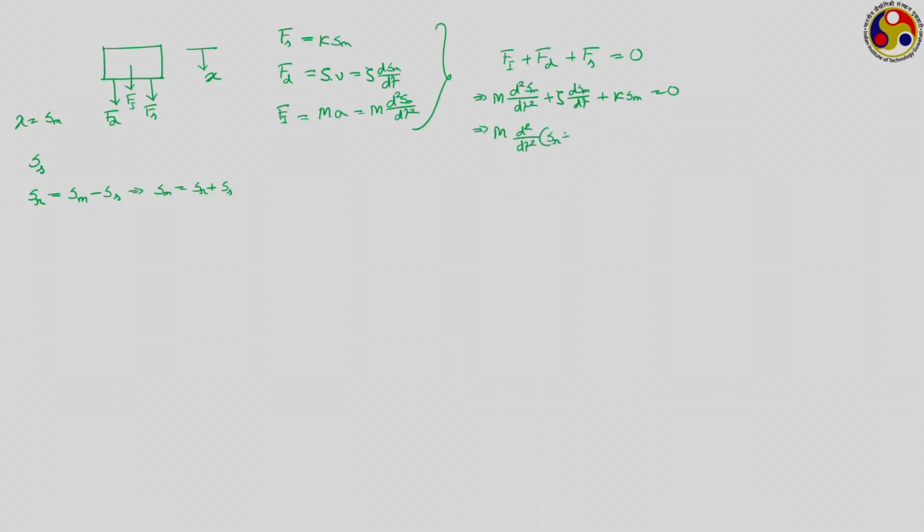So, if you take this here, Sm is getting replaced by Sr plus Ss. Now, the member is not at all affected by the spring or the damping force or the subject, and accordingly our equation gets modified to m d2Sr/dt2 plus c dSr/dt plus k Sr is equal to minus m d2Ss/dt2.